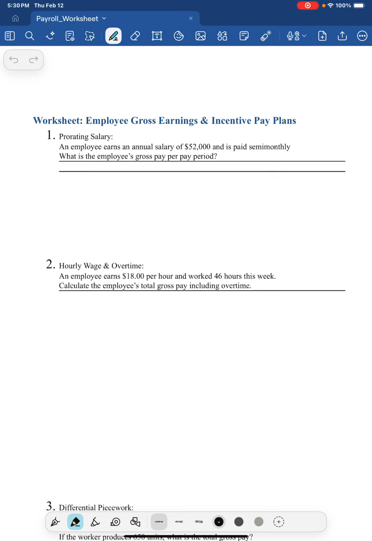Most of this on this first page is pretty basic. I don't know what's going on with these lines on my worksheet, so just ignore those. But we're going to talk about prorating salary. Okay, it says an employee earns an annual salary. You see that word annual? That means yearly. So they have a yearly salary of $52,000, and they are paid semi-monthly. That means 2 times per month. What is the employee's gross pay per pay period? So if they have $52,000 and they're paid 2 times a month, what do they make on each paycheck?